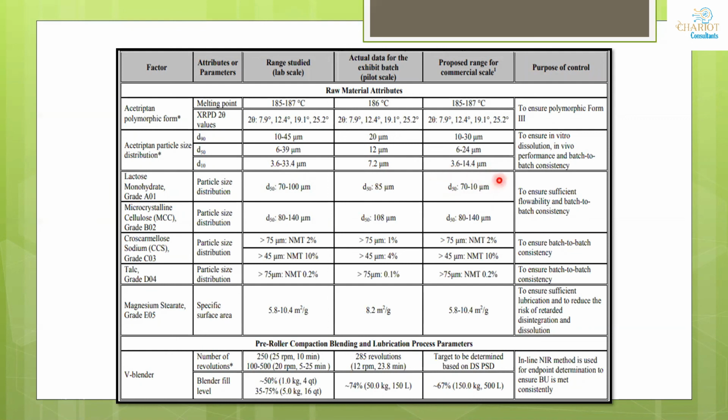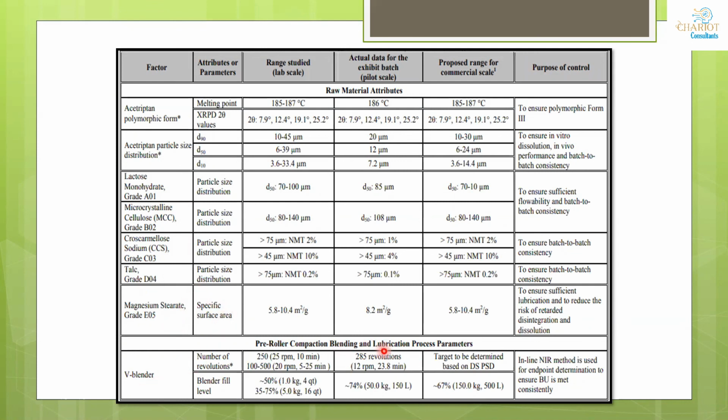So from the vendor we will take commitment for every commercial batch that I will be manufacturing: I need this lactose and this particular grade with this particle size. Similarly for your MCC, similarly for your disintegrant, you will take his commitment. Similarly for your talc and magnesium stearate.